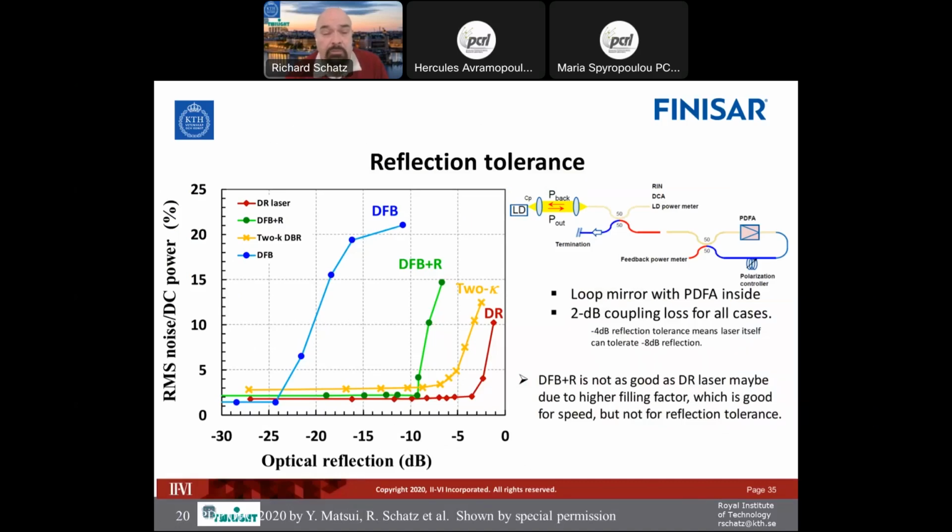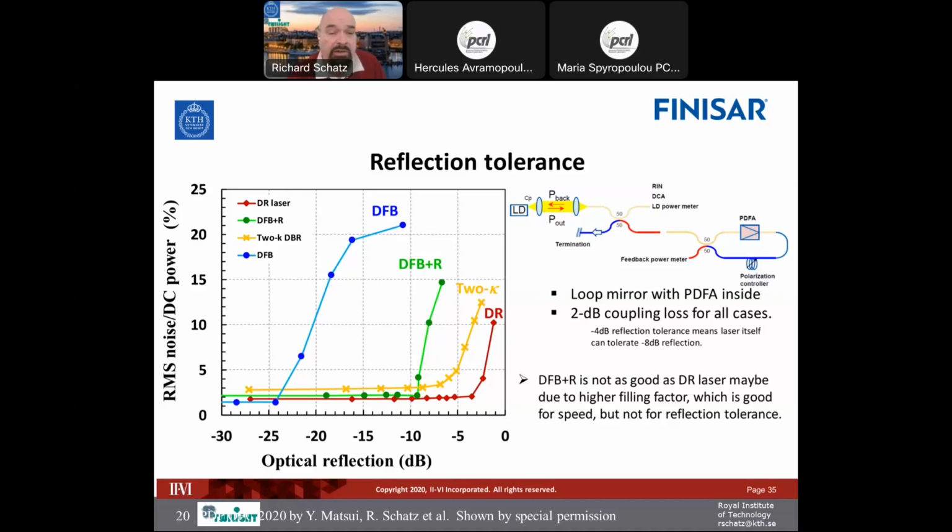Another thing that is improved is the reflection tolerance. In fact, this is a paper by my colleague Yasuhiro Matsui, who unfortunately passed away in 2022. We designed this kind of very high-speed laser, and we saw that the reflection tolerance also improves. The reason is that the reflection tolerance depends critically on the alpha factor, the chirp factor of your laser. So when you reduce the chirp factor, you also improve the reflection tolerance.